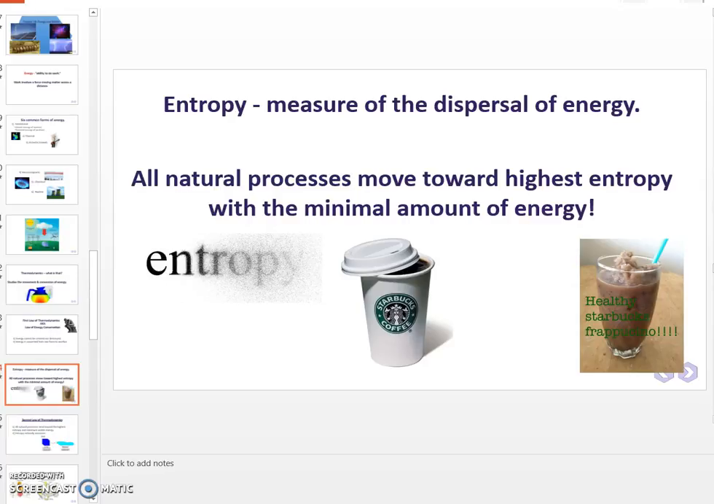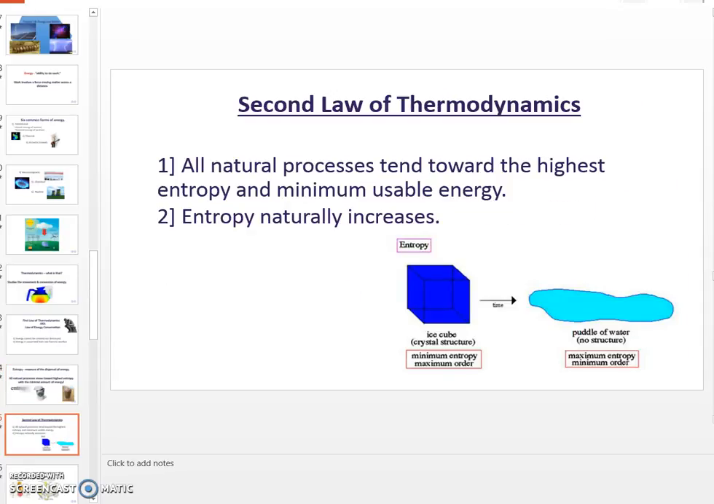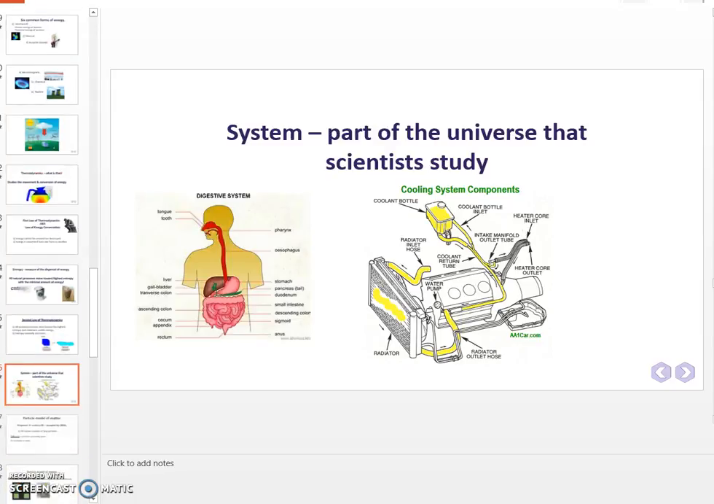So that's entropy. In the second law of thermodynamics, we said again, all natural processes go to the highest entropy, minimum usable energy. So entropy naturally goes up. It increases. Like the ice cube going into water, as you can see there.